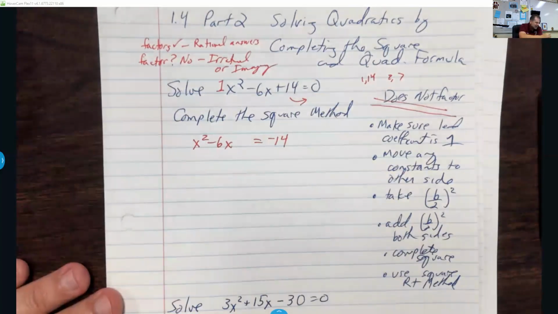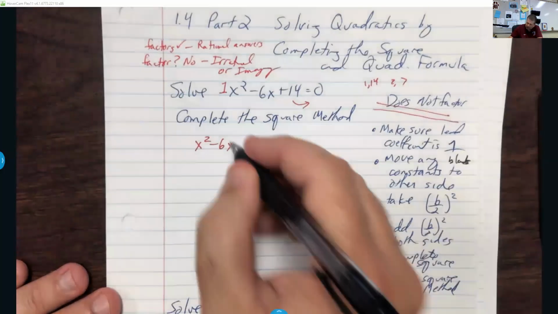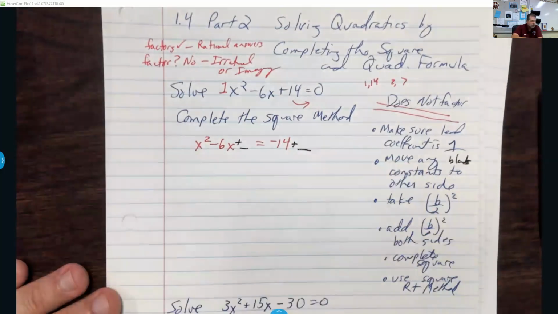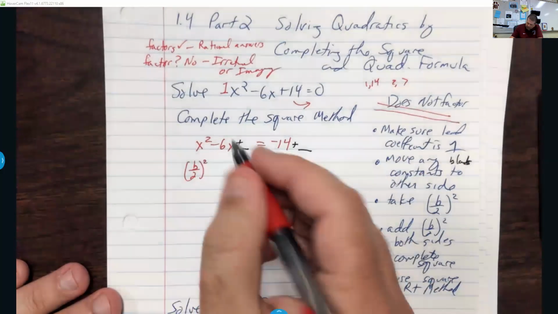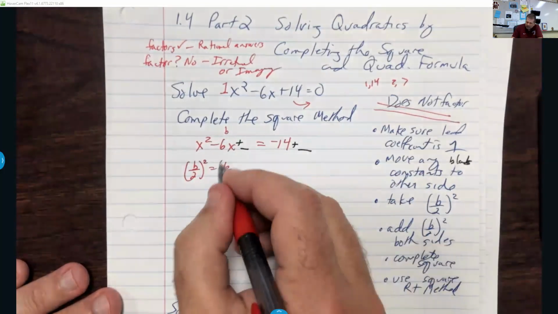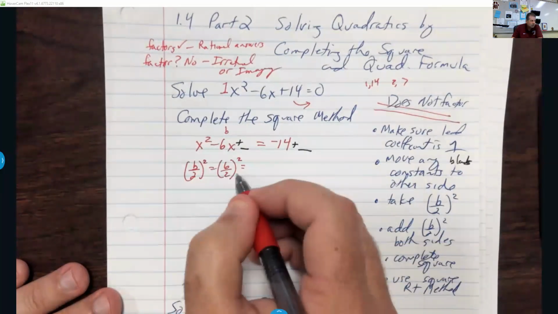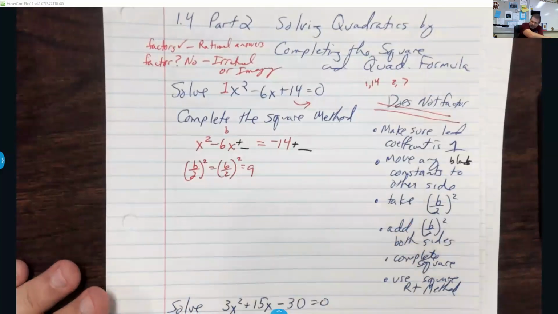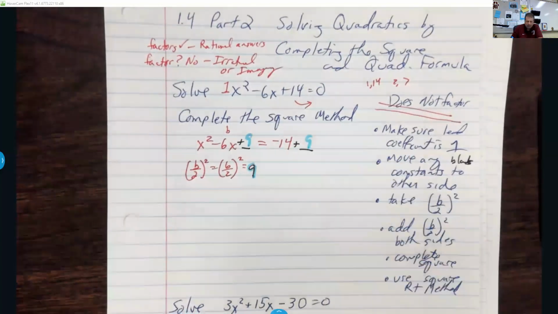Now, one of the things I teach when you move those to the other side, I say put some blanks in. So we're going to go plus a blank, and you're going to see what we're going to use with that here in a second. Okay? So we're now going to take b over 2 and square it. Now what's b? Well, b is 6. So we're going to take 6 over 2, and it can be positive 6, it can be negative 6, it doesn't matter, because when you square it, it's going to be positive anyway. So 6 divided by 2 is 3. 3 squared is 9. Now, this number 9 right here goes into each of these blanks to keep it balanced. This is what we call completing the square.